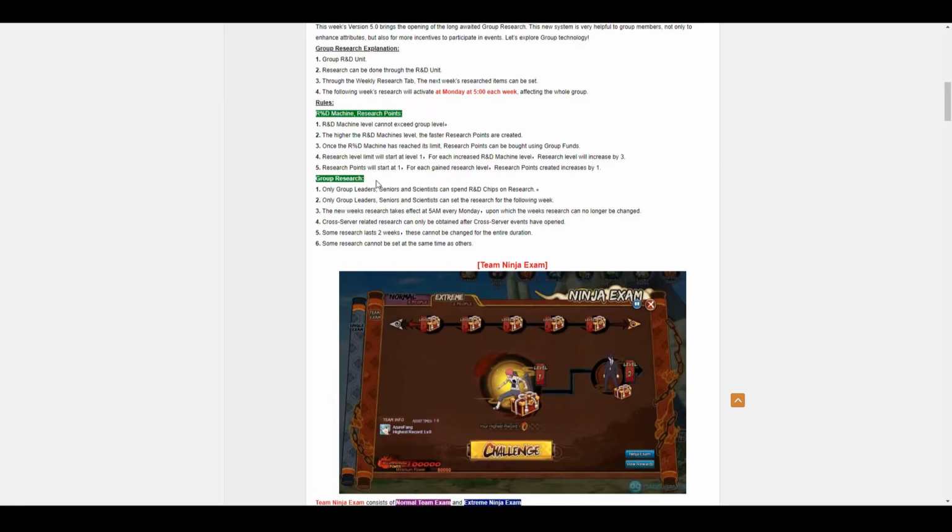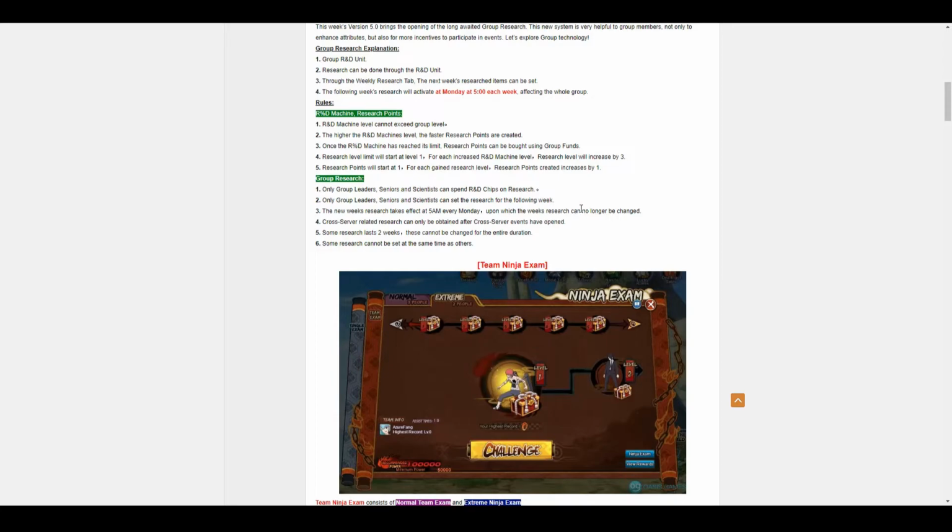Once the R&D machine has reached its limits, research points can be bought using group funds. Oh. Research level limit will start at level 1 for each increased R&D machine level. Research level will increase by 3.